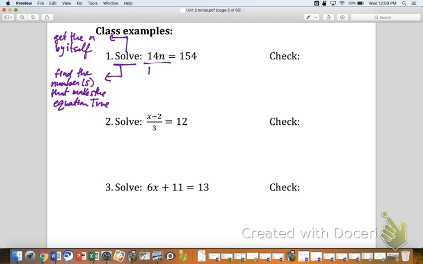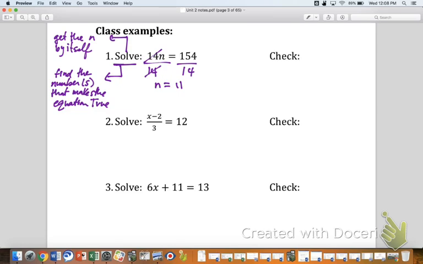I want you to show that you have divided both sides, not one side, but both sides, by the appropriate number. In this case, it's 14. When you do that, the 14 cancels with the other 14. You end up with n is equal to 154 divided by 14. Off the top of your head, do you know what that is? 11. It's 11. Yay. Well, actually, I just did long division.